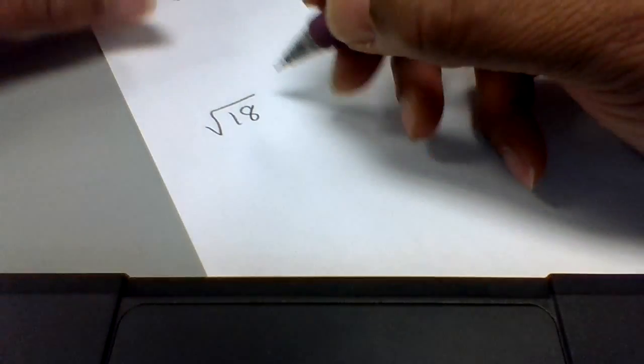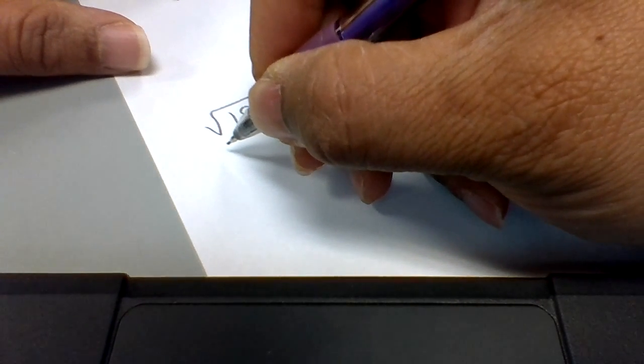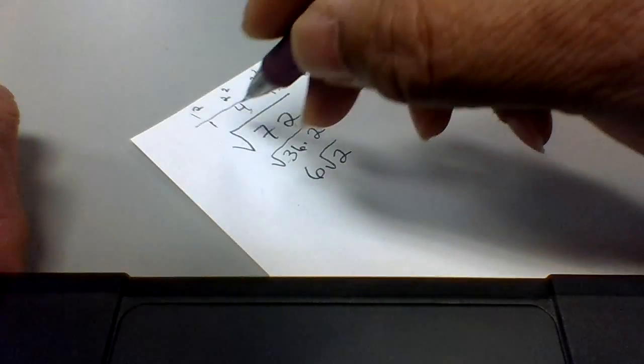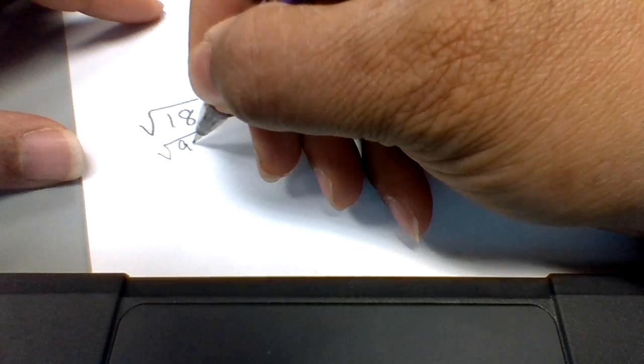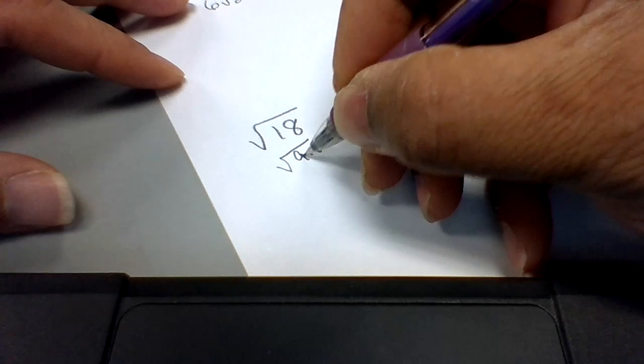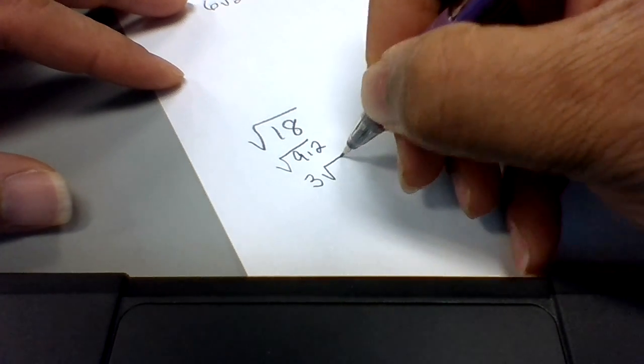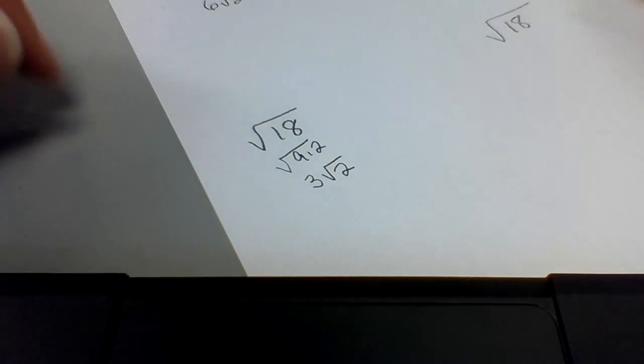Here's another example. 18. 18 is going to give me the square root of, does any of these numbers up here go into 18 evenly? Yes, 9. So 9 times 2. And I can take the square root of 9, which gives me 3. That's why I put that first. And I'm left with the square root of 2 up underneath.